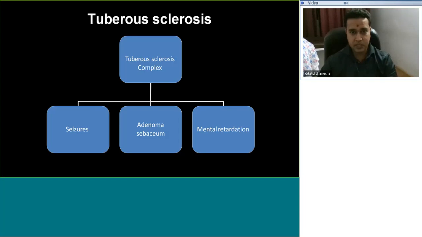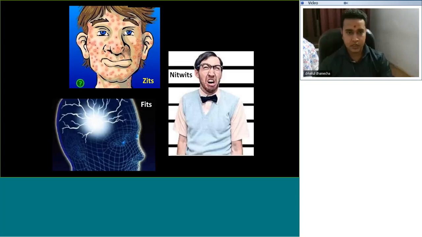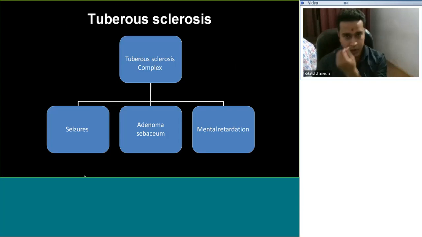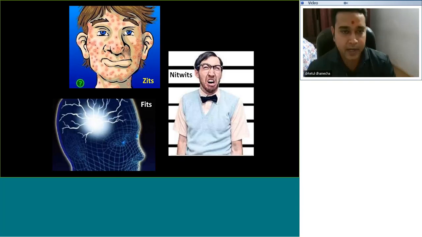So, what is tuberous sclerosis complex? It is a triad of seizure, adenoma sebaceum, and mental retardation. You can see multiple adenoma sebaceum here, fits, and the mental retardation. This is known as the classical triad of tuberous sclerosis complex.